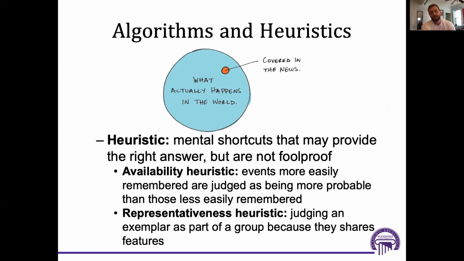Another one that I want you to know is the representativeness heuristic. This is where you are judging an exemplar as part of a group because they share common features. This one is a little harder to understand without the use of examples, so we'll talk about some examples in a couple of slides. But first, we're going to talk about the availability heuristic, and then we'll circle back to the representativeness heuristic.